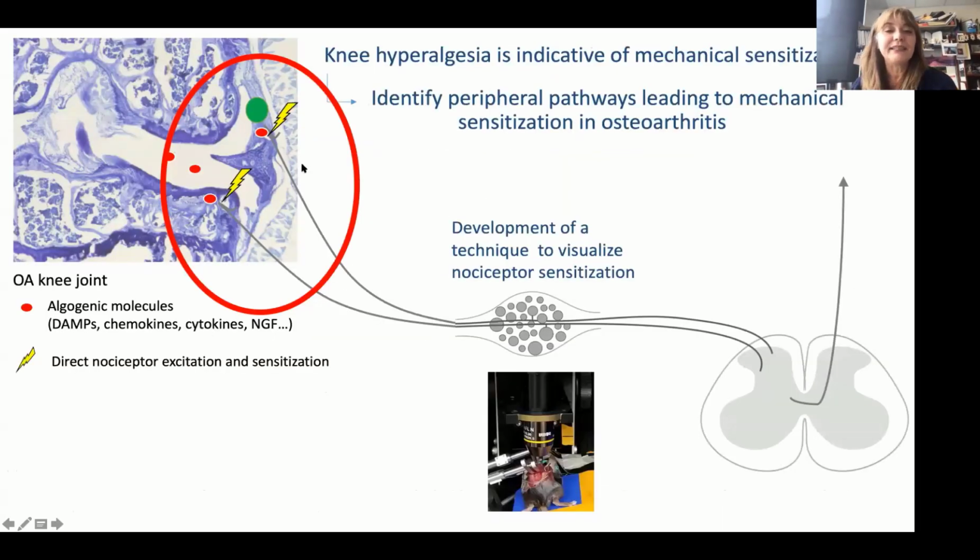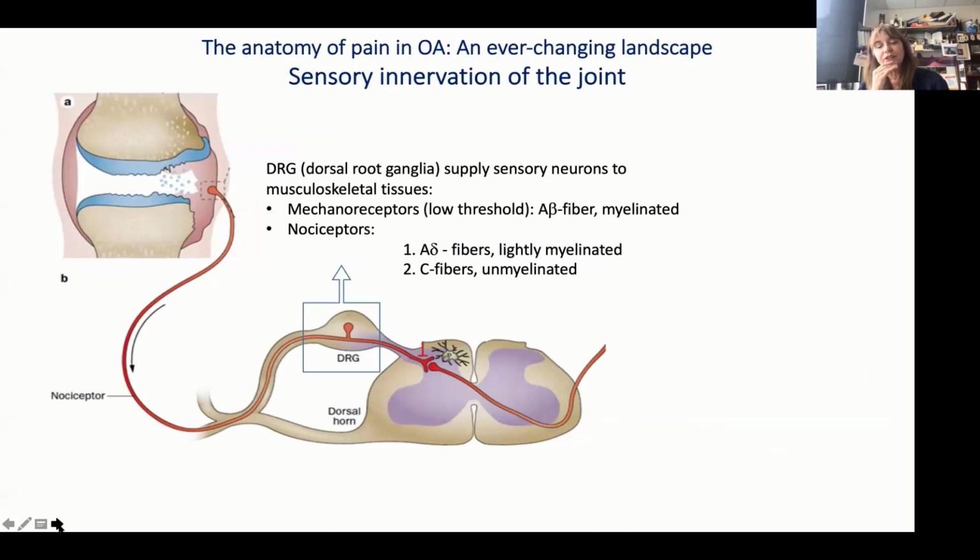Okay, so now I'll go back into the mouse, because one of the questions that we are spending a lot of time on is, well, if these nerves here in the joints are actually sensitized, we would really like to know exactly where these nerves are. Now, why is that so important? Because the sensory innervation of the joint has actually not been that well described in osteoarthritis.